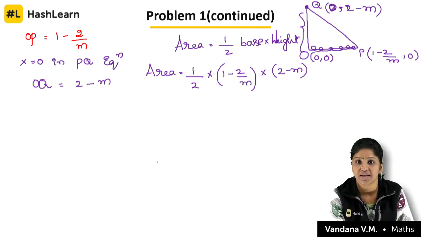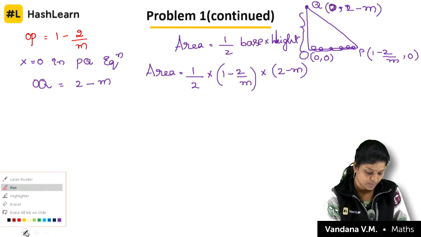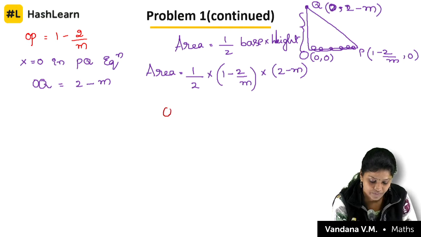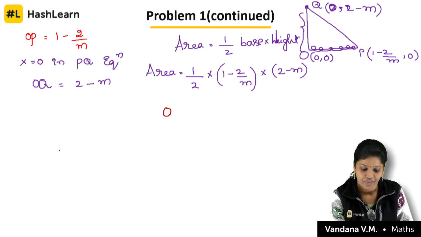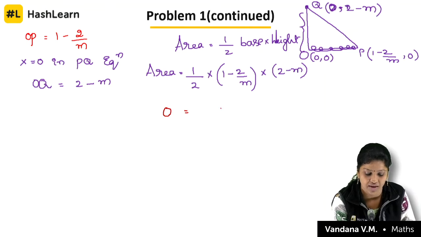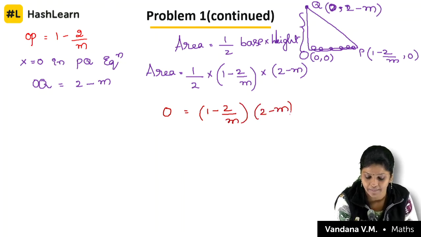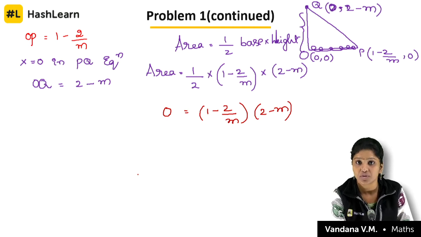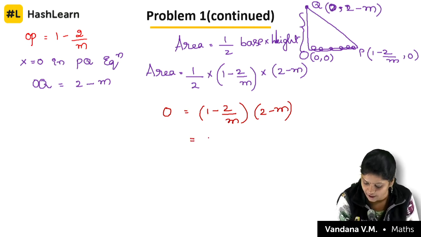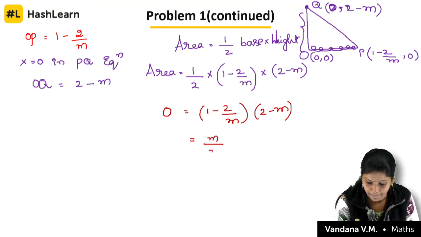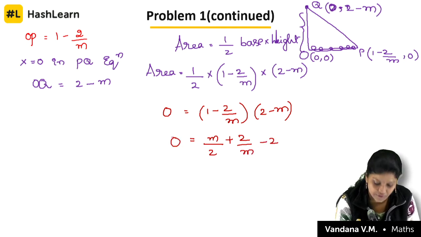Now what clue is given by them? That the area is becoming least. Least means very small. What is the smallest value of the area? 0. So (1 minus 2 by m) into (2 minus m) is equal to 0. If you solve this, you will get the equation m by 2 plus 2 by m minus 2 is equal to 0.